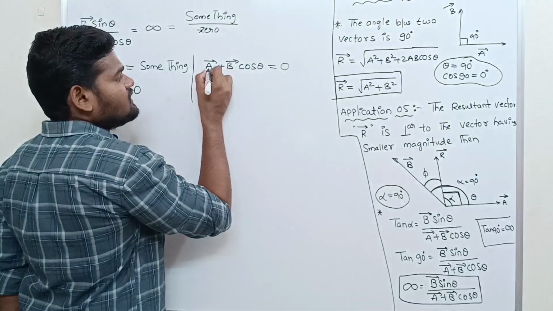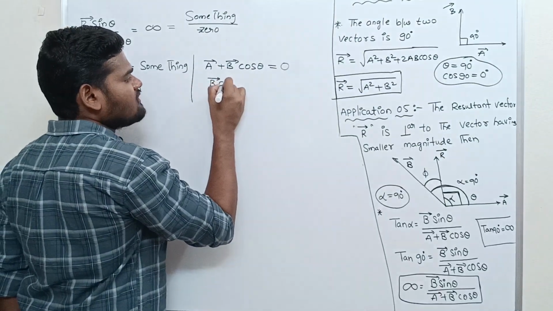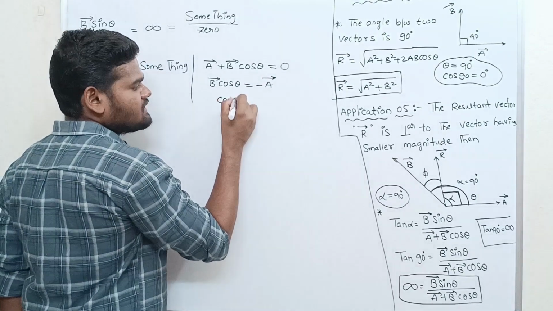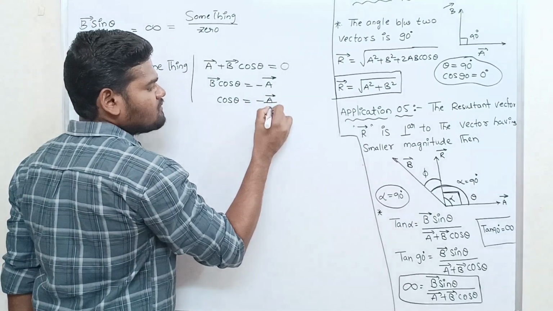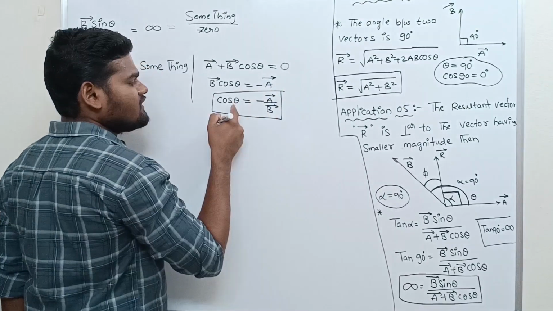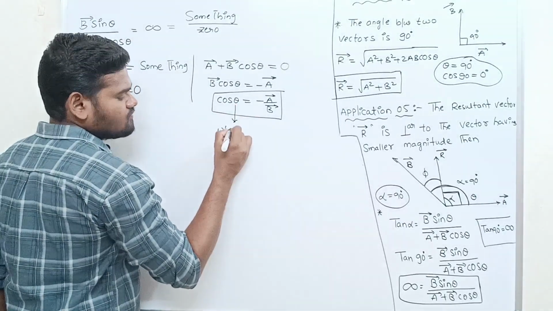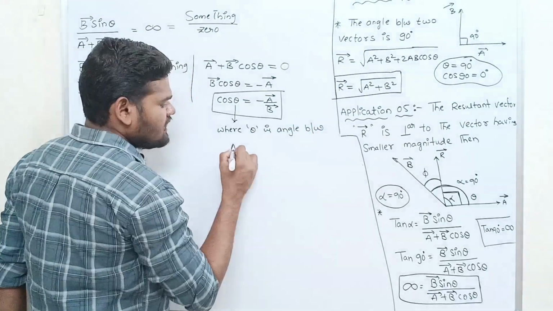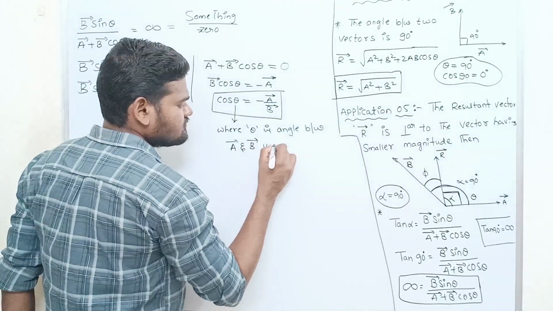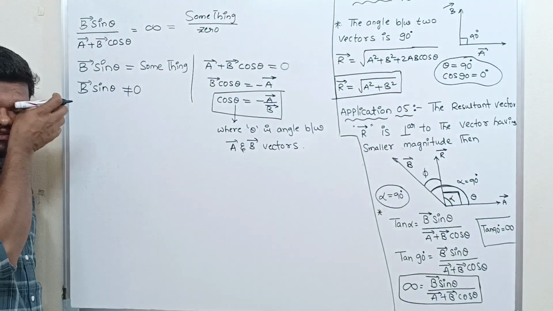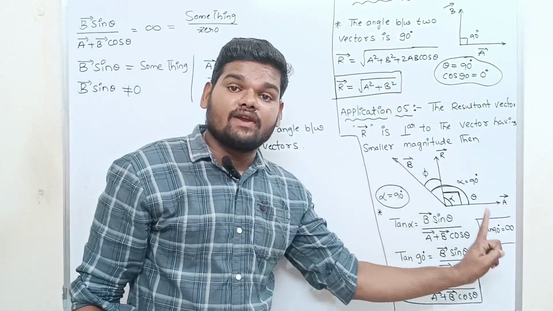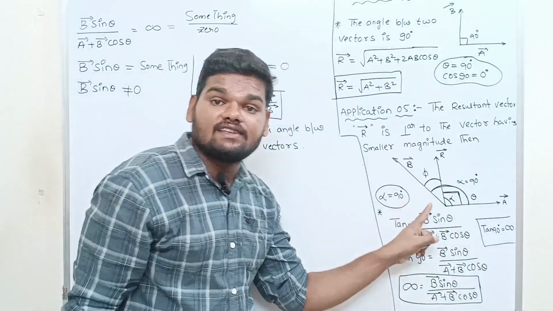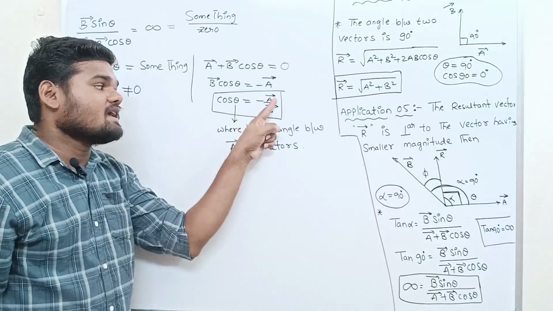Okay, right. So if a bar goes to that side, b bar cos theta is equal to minus a bar. If b bar goes to that side, cos theta is equal to minus a bar divided by b bar. Where theta is the angle between a bar and b bar vectors. So whenever the resultant vector is perpendicular to the vector having the smaller magnitude, then the angle between the two vectors is given by cos theta is equal to minus a bar by b bar.